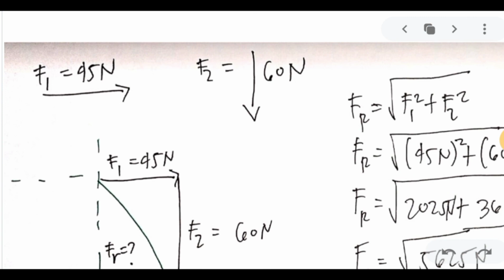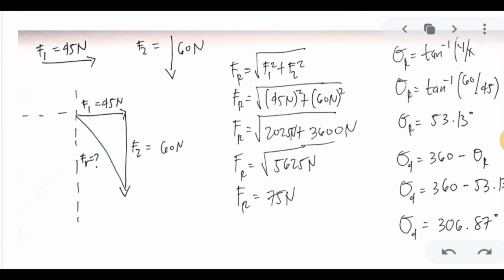Find the resultant force and direction of the following vectors. F1 is equal to 45 Newton going to the east. F2 is 60 Newtons going to the south. If you will plot that on a Cartesian plane, this is your F1 and this is your F2. We have to find the hypotenuse or resultant force using this formula. The value of your F1 is 45 Newtons. The value of your F2 is 60 Newtons.